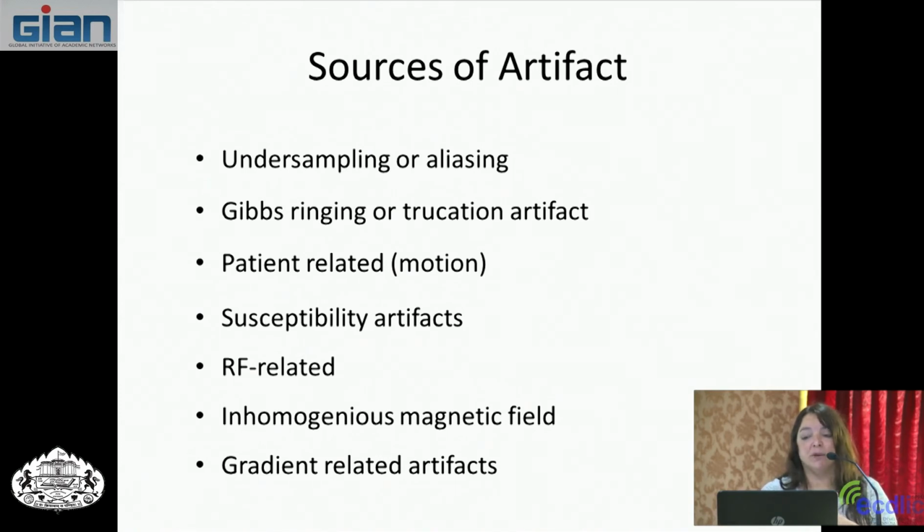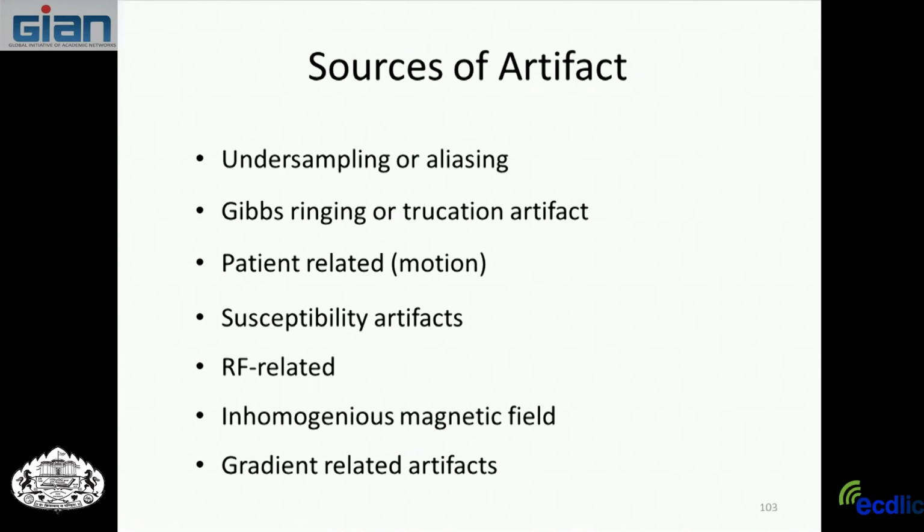You could have ringing artifact, which is an effect of having sharp corners in your frequency field. You can have patient-related motion, what's called susceptibility artifacts, RF-related artifacts, inhomogeneous magnetic fields, and gradient-related artifacts.